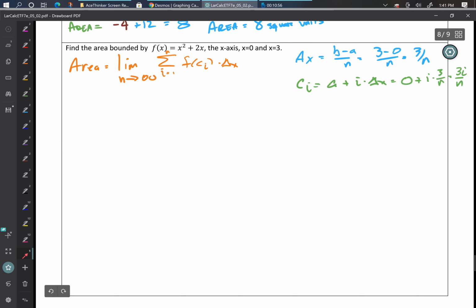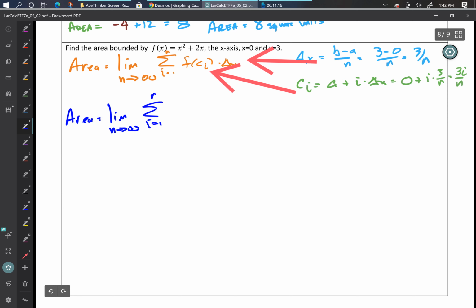And so now what do I do? I take this, put it there, I take this, put it there, and I grind out all the mathematics. What a fun time this is going to be. All right, so here we go. Area is equal to the limit as n approaches infinity of the summation as i equals 1 to n of f of 3i over n multiplied by 3 over n.